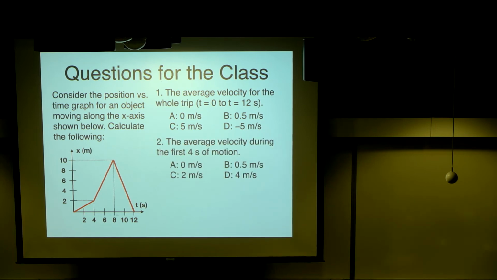What is the average velocity for the first 4 seconds of the motion that you see on this graph? Try to work that out. And you can do the calculation the same way. It's just delta x over delta t. See what you get.